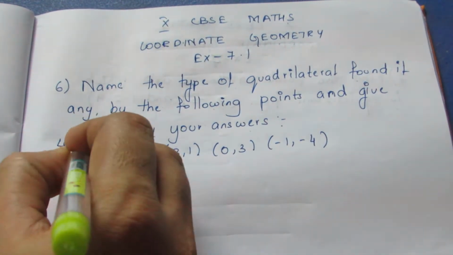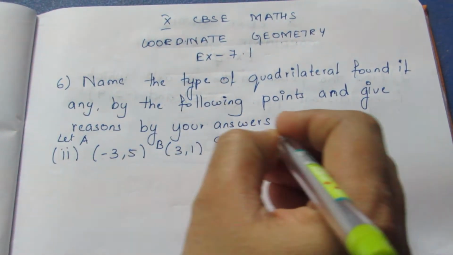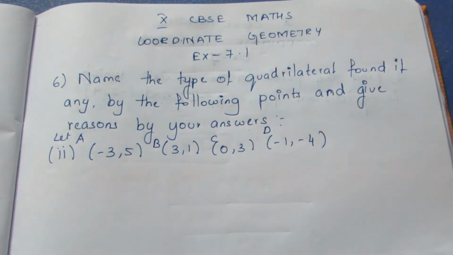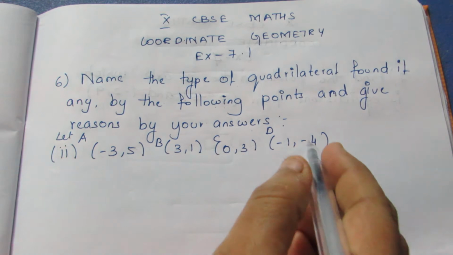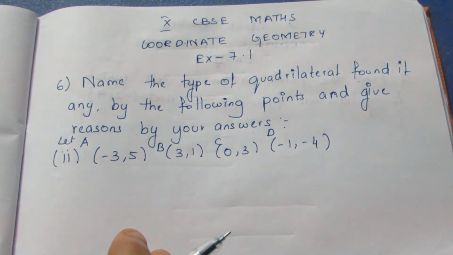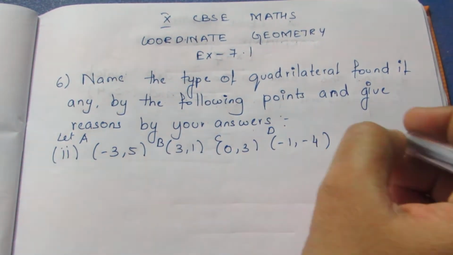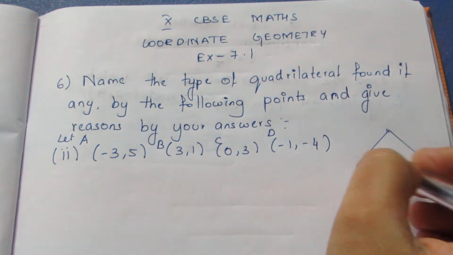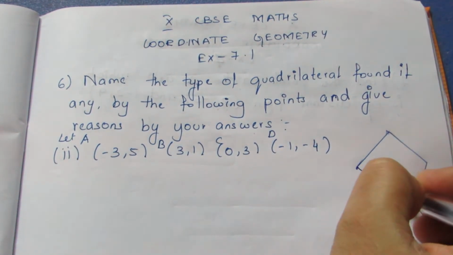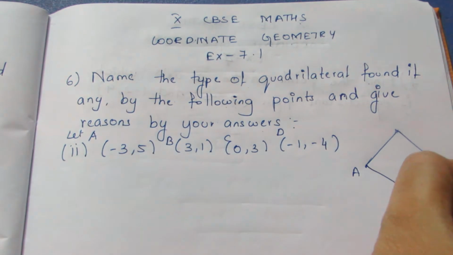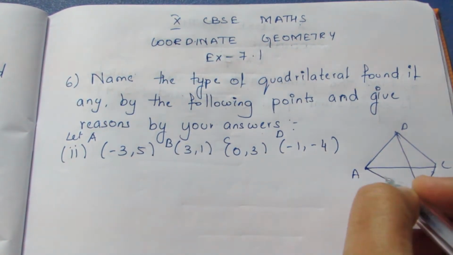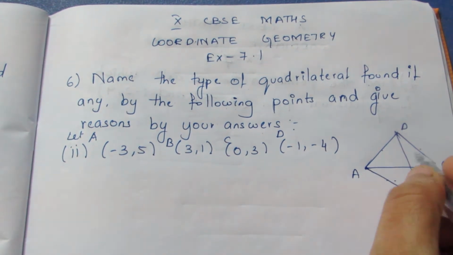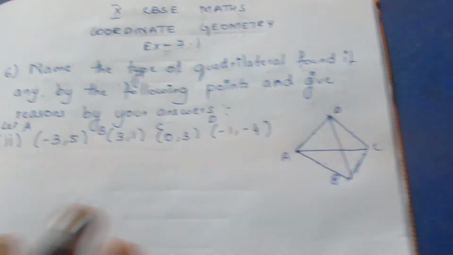We are going to take A, B, C, D for the given points, so that we can find all the distances, that is the distance of AB, BC, CD, and DA. Every side we are going to find, as well as the diagonals if needed. I'm just taking this quadrilateral as ABCD. The diagonals will be AC and BD. So we are going to find all the sides. If we find all the sides, we can say what type of quadrilateral it is.